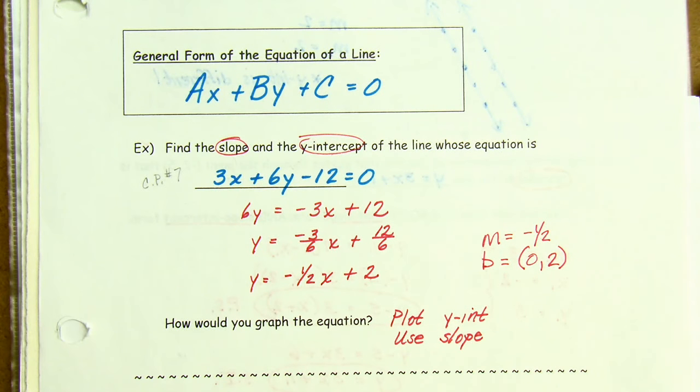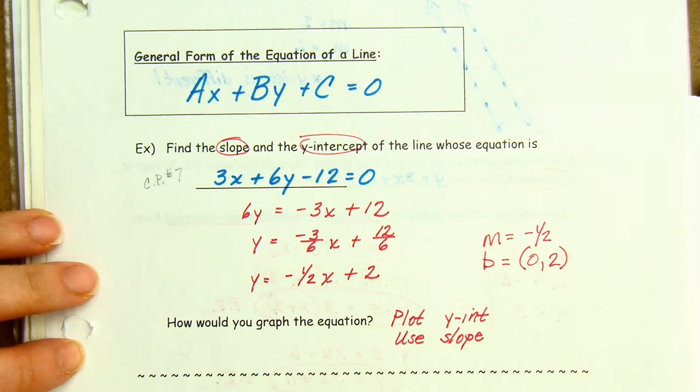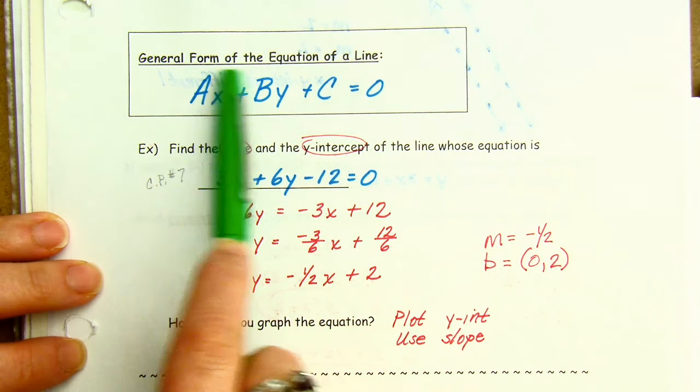All right, you already took notes on this part of the section, so I'm just going to really quickly go over it in case you have any questions before you complete the assignment. All right, so in the book, you should have found on one of the pages the general form of the equation of a line.